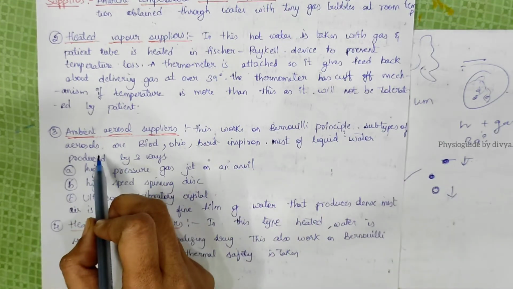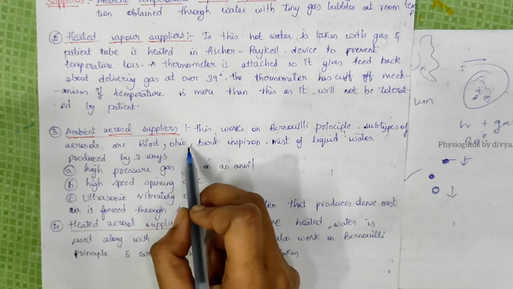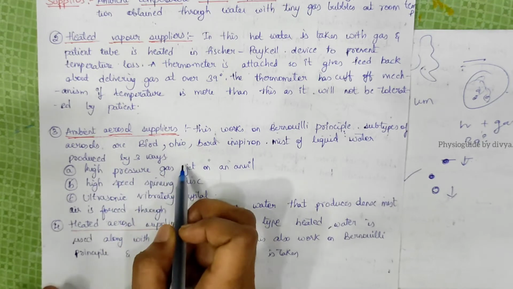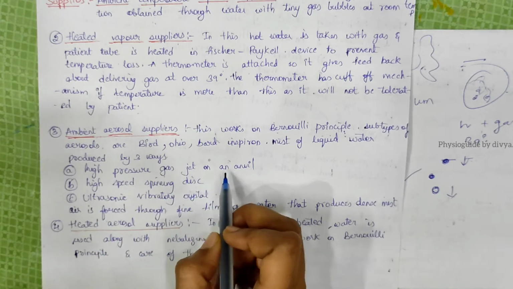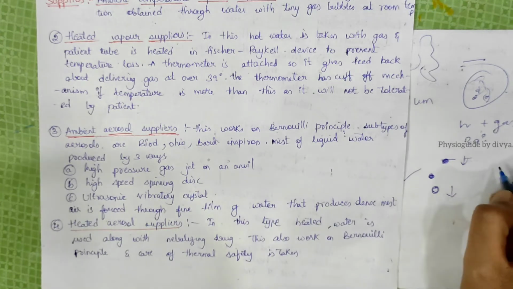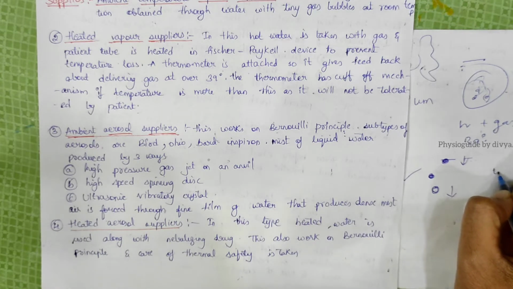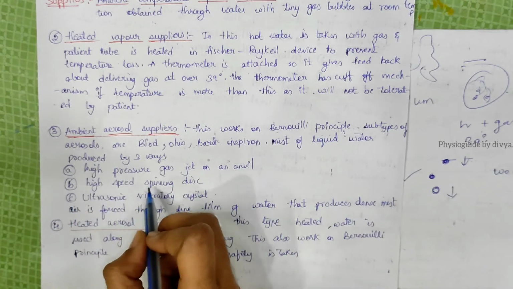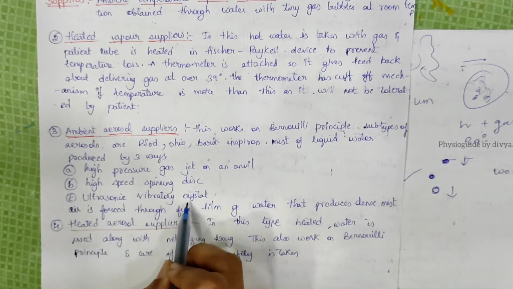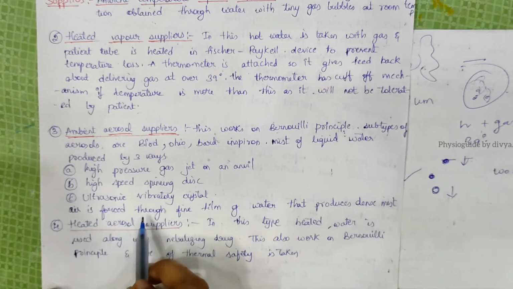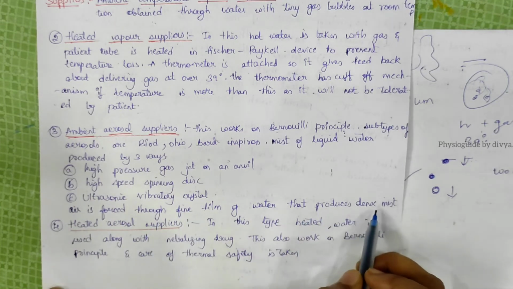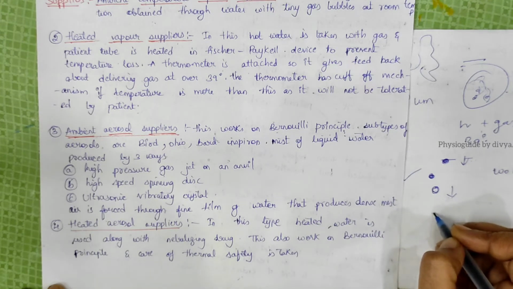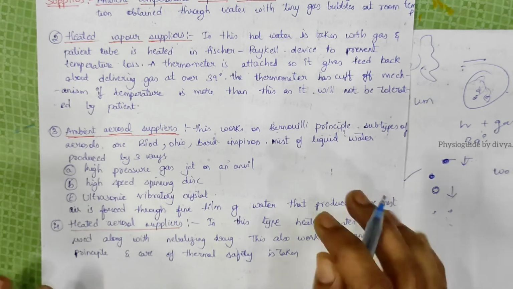Some types of aerosol are Bird, Ohio, Barn, Inspiron. A mist of liquid water is produced in three ways: a high pressure gas jet on an anvil, where an anvil is a metal working tool for shaping metals; a high speed spinning disc; and ultrasonic vibratory crystals. Air is forced through a fine film of water that produces a dense mist. Mist means small droplets in the air.